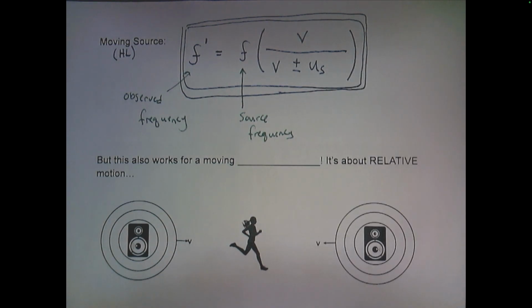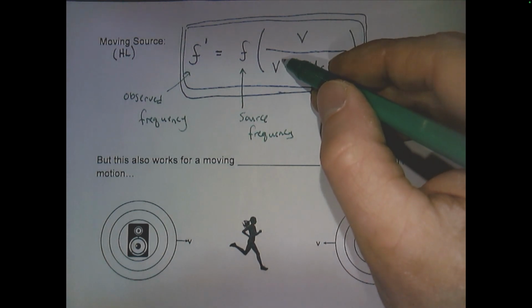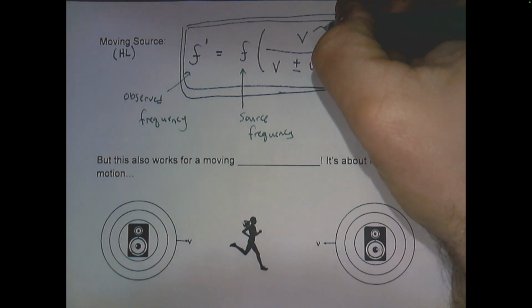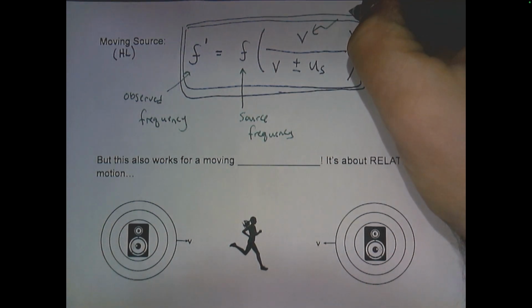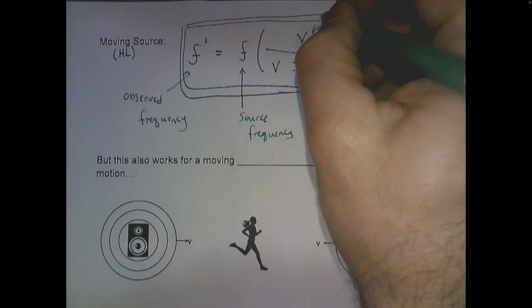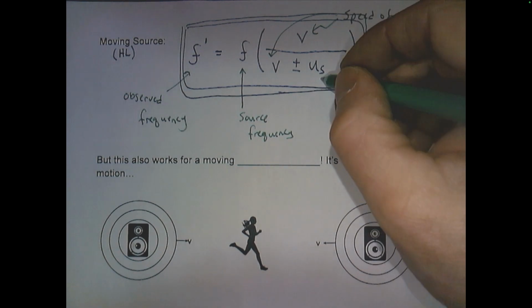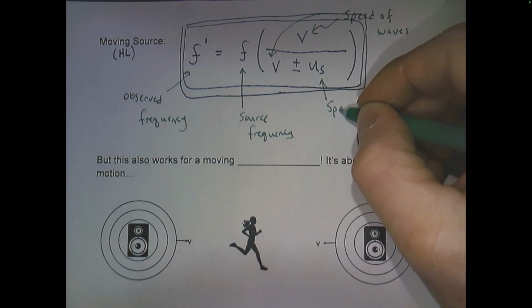Okay, and then we've got some various speeds over here. So we see the variable v shows up twice and then u_s shows up once. v right here is the speed of the waves. So if we're talking about sound waves, these are both the speed of the waves. It's in the numerator and in the denominator. Okay, and then u_s we already said that's the speed of the source.